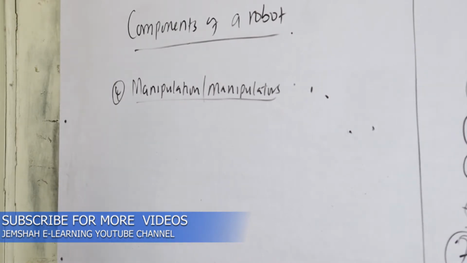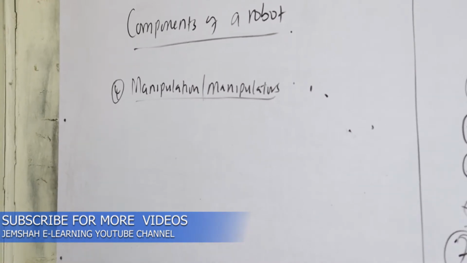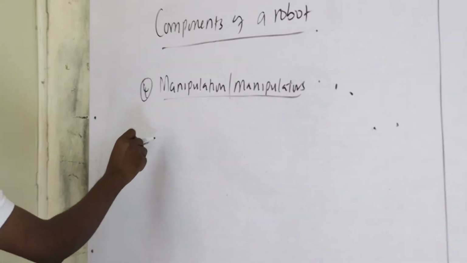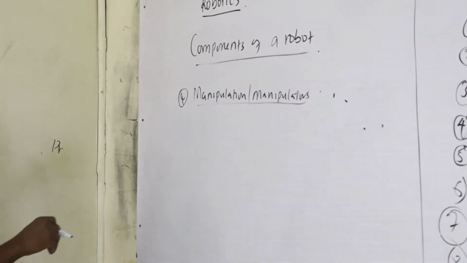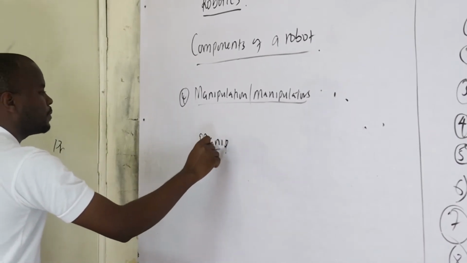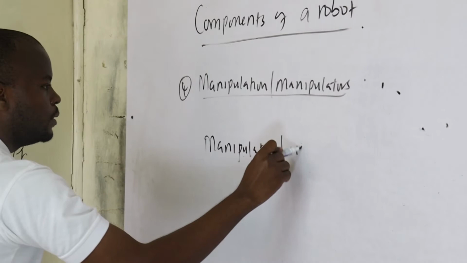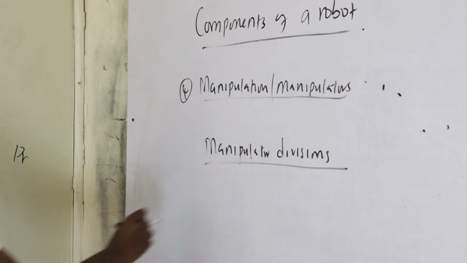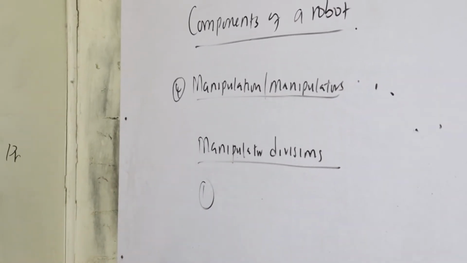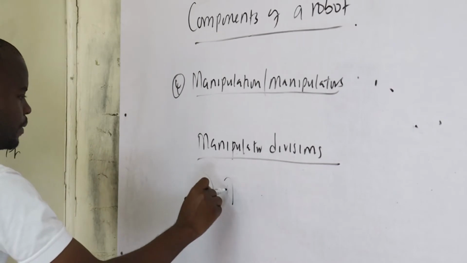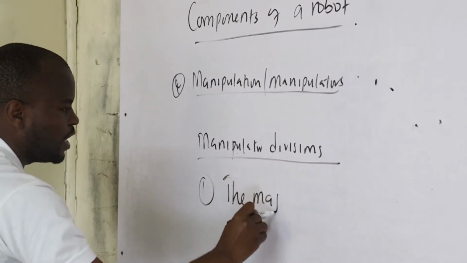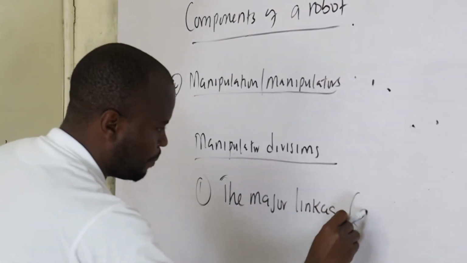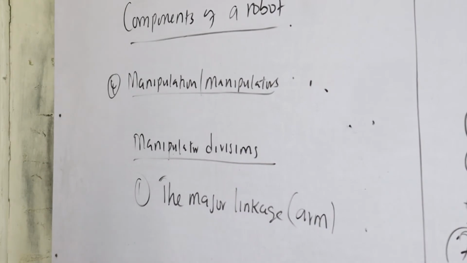And when you talk about the manipulators, they generally consist of three divisions. So we can talk about the manipulator divisions. We say that they consist of three divisions. The first division is what we usually refer to as the major linkage, and the major linkage is what we refer to as the arm.